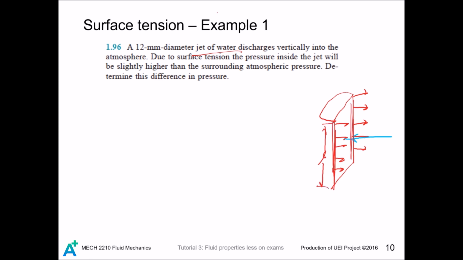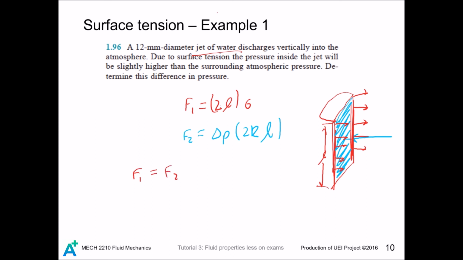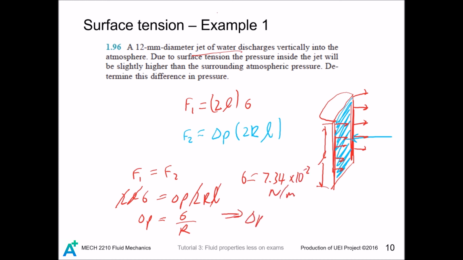The cohesive forces add on these 2 lines, so we find that the total cohesive force is 2L times sigma, and the pressure force acts on this area, and that is given by delta P times the area here. The area here is the diameter times the length. Finally, we equate the 2 forces, and we copy each down. This cancels out, and we have delta P equals sigma divided by R. For water, sigma equals, so delta P equals, R is 6 mm. The answer is 12.2 Pascal. That is not too big.